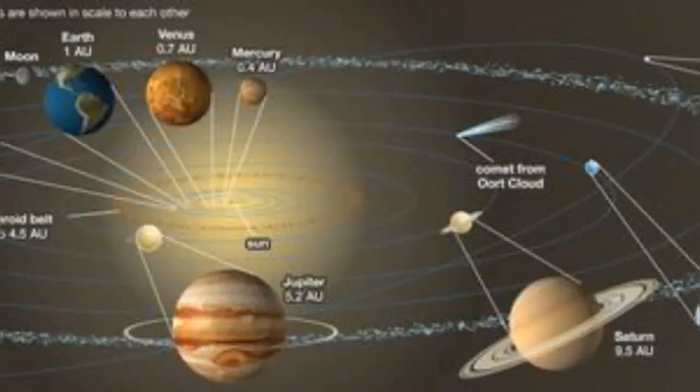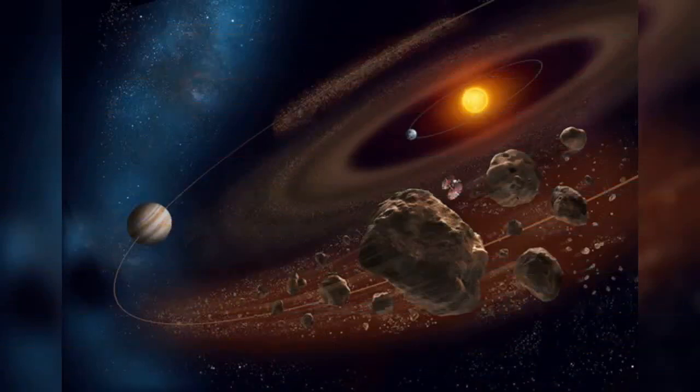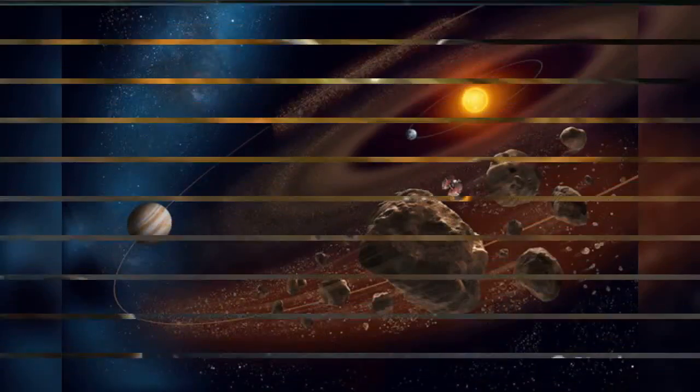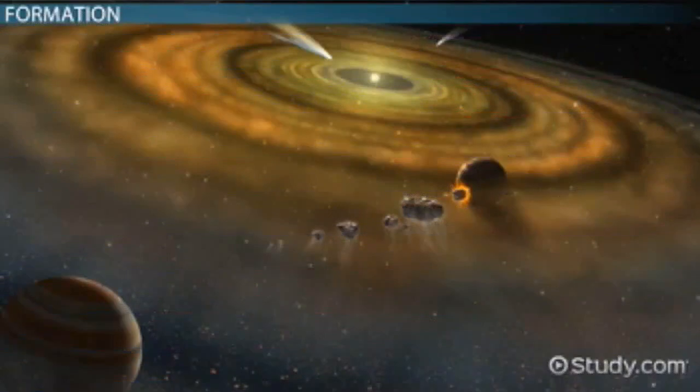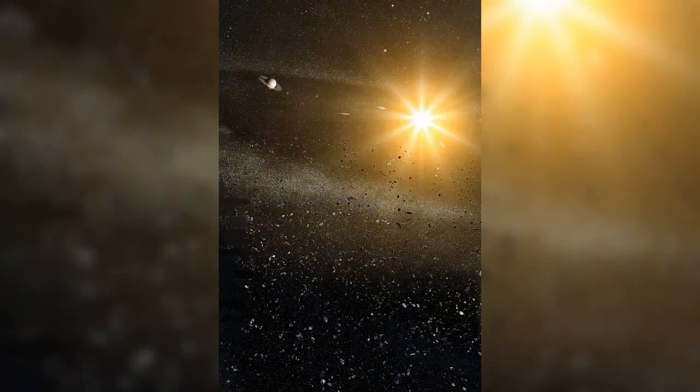8. Late heavy bombardment. Approximately 600-800 million years after the formation of the solar system, a period known as the Late Heavy Bombardment occurred. During this time, the inner planets experienced a significant increase in impacts from asteroids and comets, resulting in the formation of many impact craters still visible today.